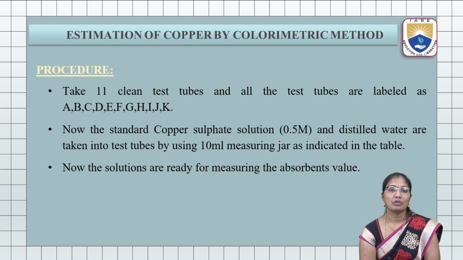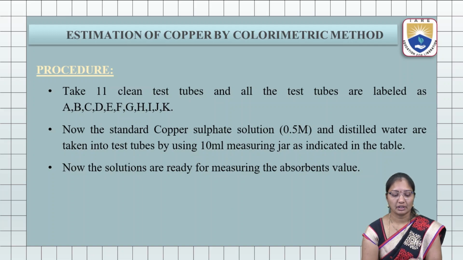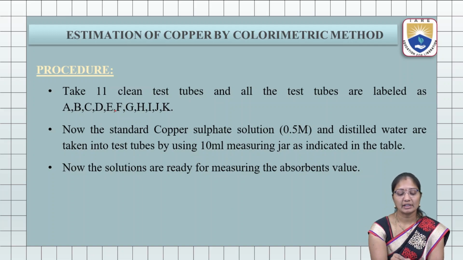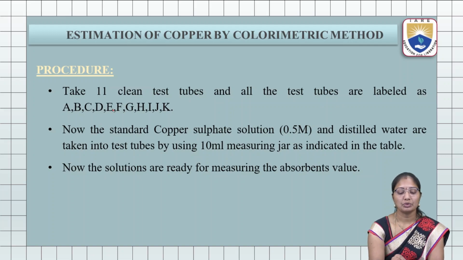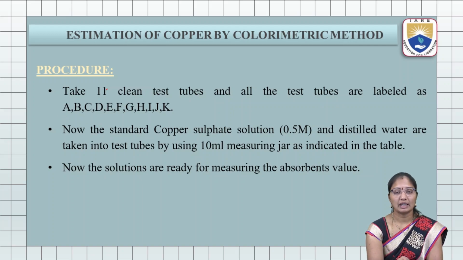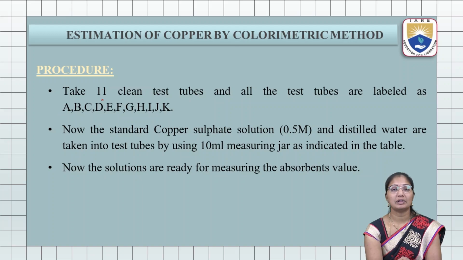So, it involves a step-by-step procedure. First, take 11 clean test tubes and label them from A to K. The 11 tubes have to be labeled A, B, C, D, E, F, G, H, I, J, K. In this manner, from A to K, 11 test tubes have to be labeled.